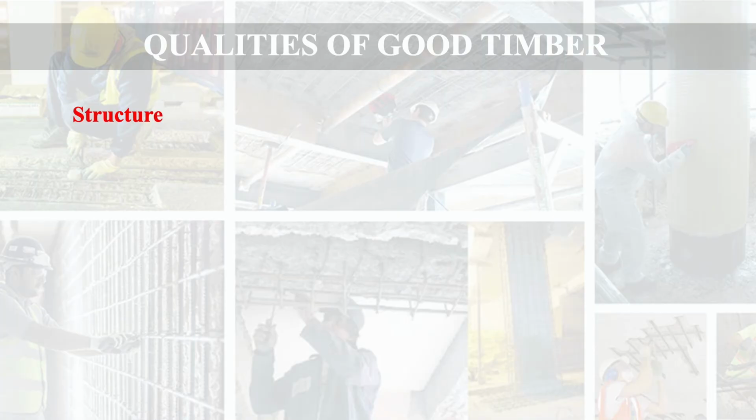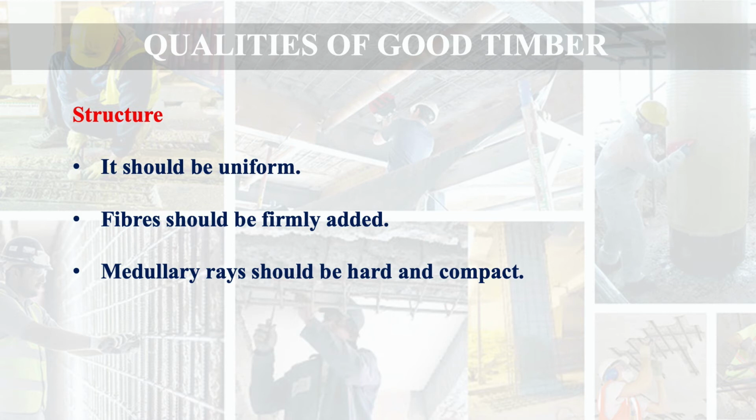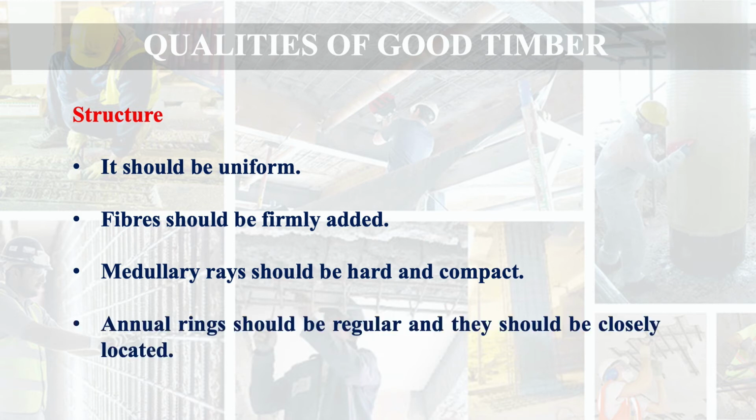Then another quality of good timber is structure. What is the structure of the wood? The structure should be uniform. Means a good timber should have a uniform structure. Fibers should be firmly held. Medullary rays should be hard and compact. Annual rings should be regular, means there should not be any irregularity in the annual rings, and they should be closely located. So the structure should be compact.